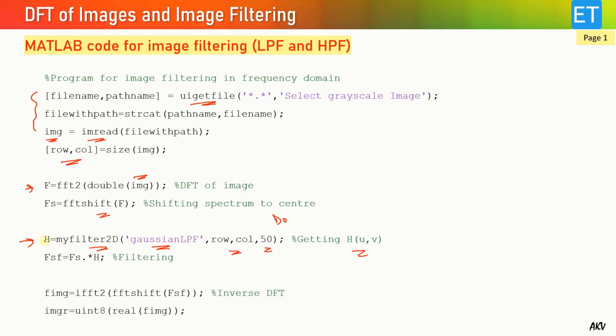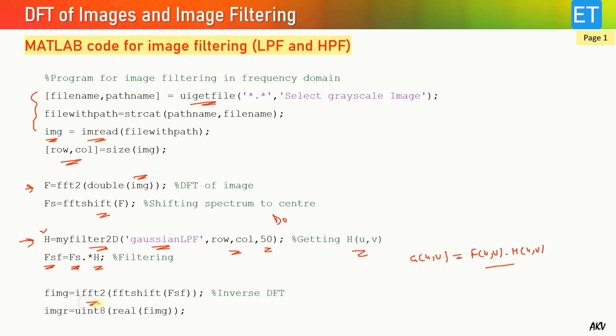So once this HUV is computed, we are simply multiplying this, the spectrum Fs of your image, and this, the spectrum of your filter. So this is the spectrum of your filtered image. Actually, according to the previous slide, this is equivalent to G(u,v) equal to F(u,v) multiplied with H(u,v). So this equation is equivalent to this.